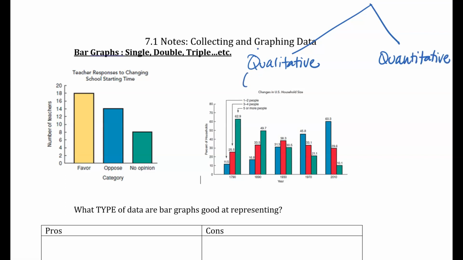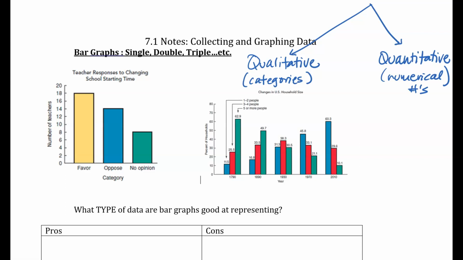Qualitative data is most often categorical data. So when you're graphing certain categories, for instance, like this first bar graph, teachers can respond, they might favor or oppose or have no opinion in terms of a starting time of school. Quantitative is usually numerical. So if you're graphing average rainfall for every month in the state of Michigan, for example, that would be quantitative. So think numbers for quantitative, and then categories, that's more like just words that you use to describe different categories.